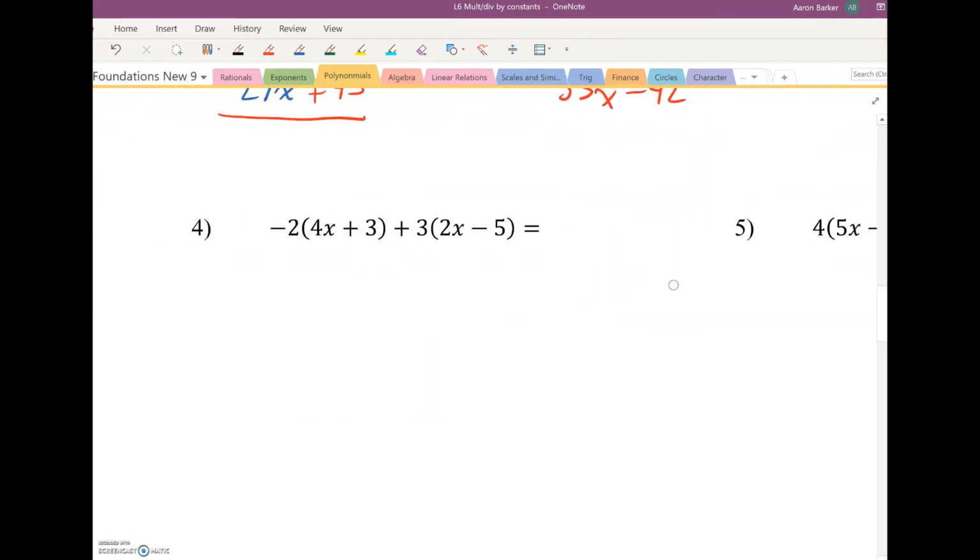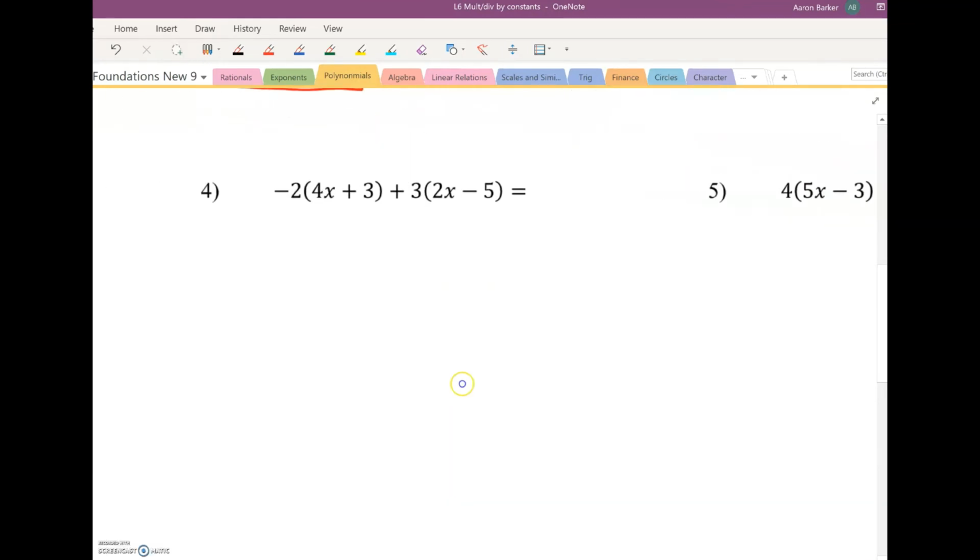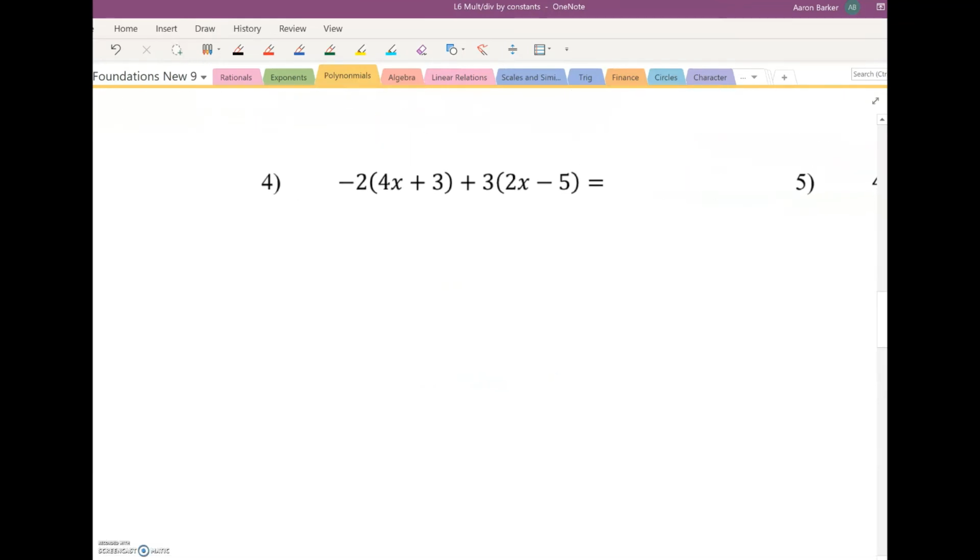Okay, so some harder questions now. This is kind of like your full meal deal. So question number 4 now, we have 2 parts to it. The first part is you multiply in the negative 2. So go ahead, you multiply in the negative 2, making sure you use the negative sign when you multiply. Negative 8x minus 6. Now, this question is separated into two parts because of the plus sign. The first part, you multiply the negative 2 inside the brackets, which it's right beside.